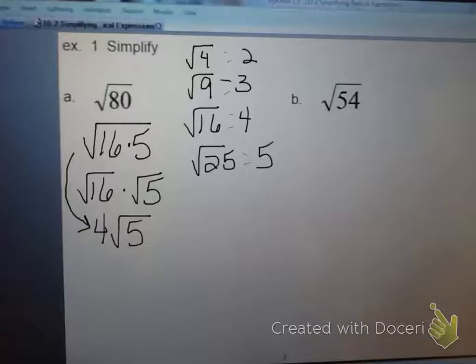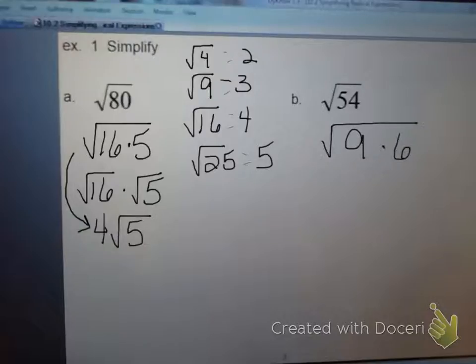Example B, square root of 54. We want to try to find the two factors where one of the factors is the largest perfect square. Does 4 go into 54 evenly? No. Does 9 go into 54 evenly? Yes. How many times? 6 times. So I'm going to break that down to 9 times 6.